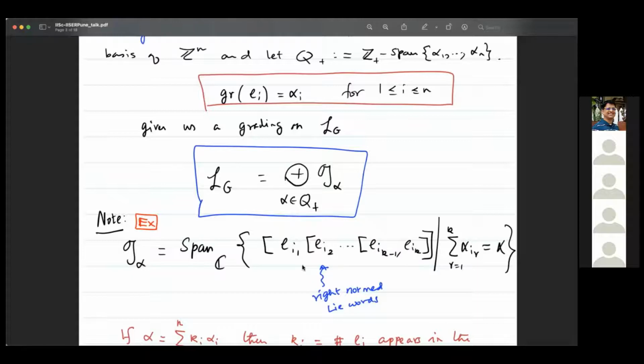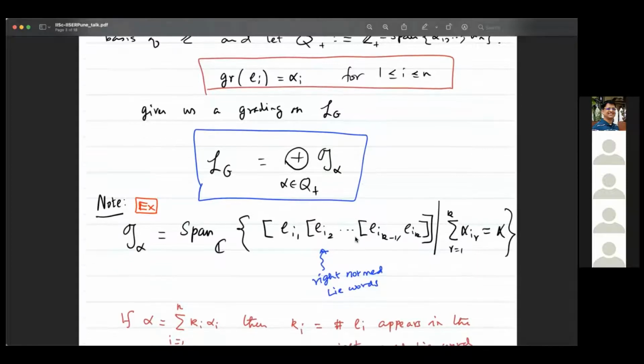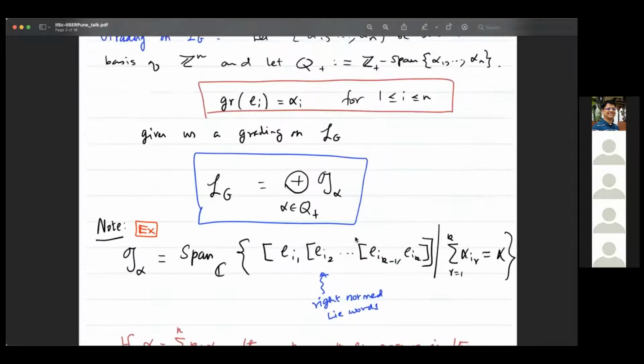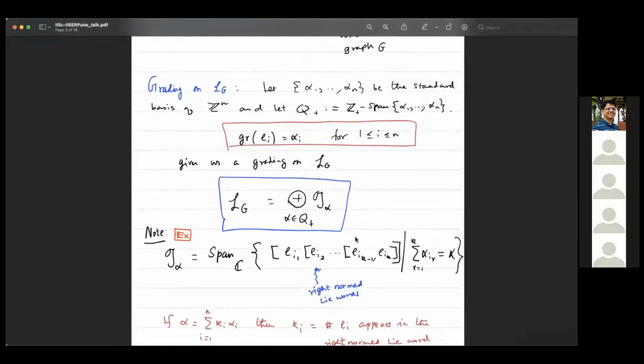But combinatorially, one is able to compute the Hilbert series of this Lie algebra. I will tell you what it is. But before getting into that, I need some more notation. So let's move on.